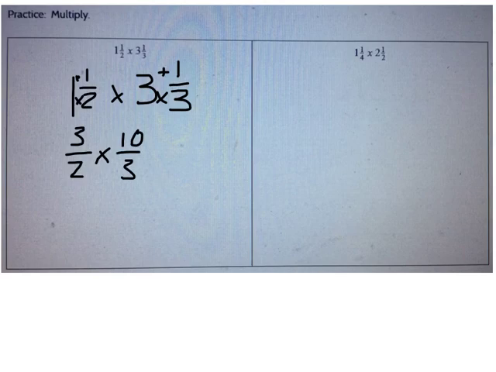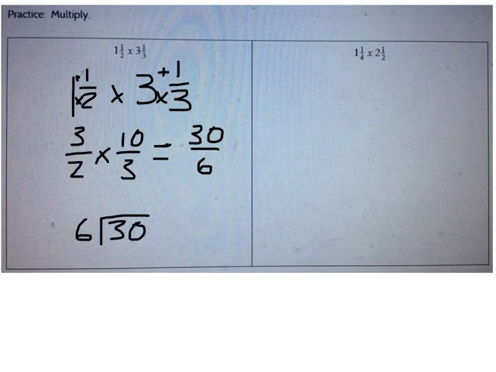Now I can multiply. What's 3/2 times 10/3? It's 30/6. Now I can divide. How do I write 30/6 as a whole number? 6 goes into 30 5 times, with none left over. So the answer is 5 0/6, or just plain 5.